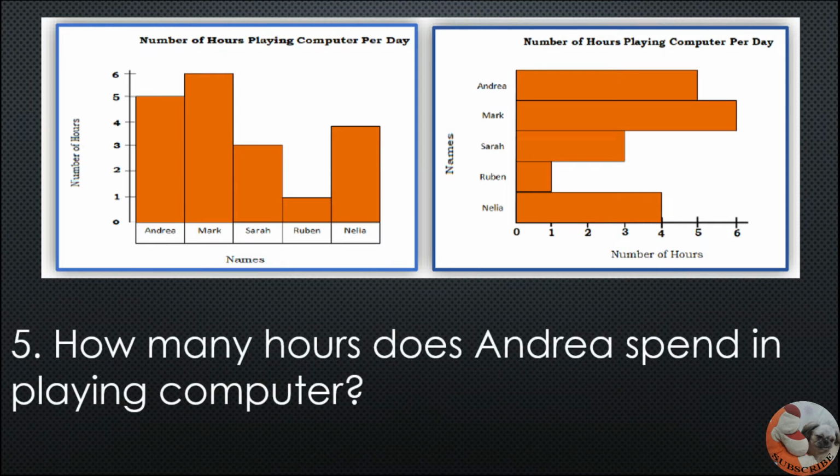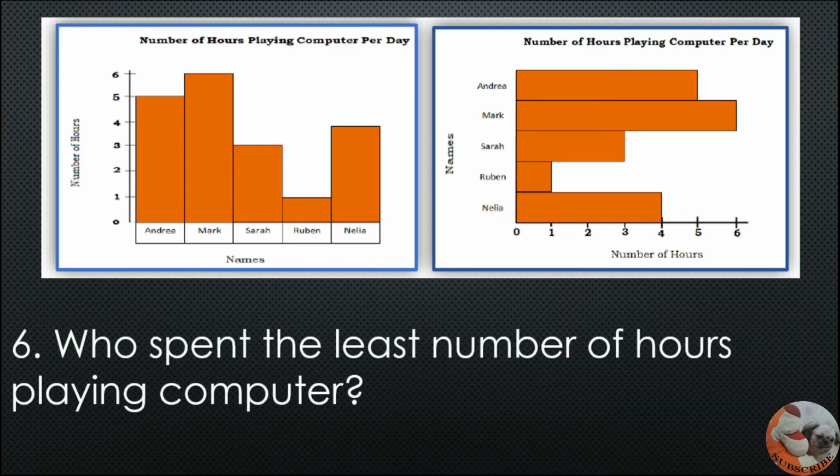How many hours does Andrea spend in playing computer? By looking at the bar graph, here is Andrea. The top of the bar coincides with 5. The answer will be 5 hours.